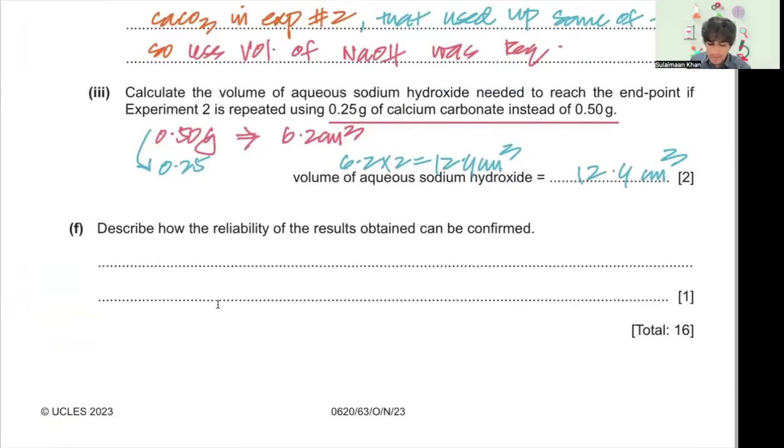Describe how the reliability of these results can be confirmed. How do you go for reliability? You could just repeat the experiment and take the average, and compare the results.